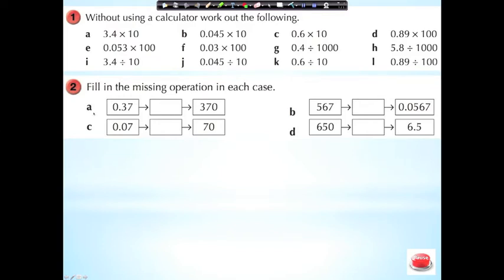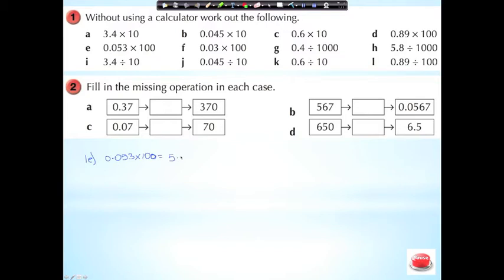I'm going to just go through 1 or 2 of them, just to make sure that you're on the right track. So if I try 1e, we've got 0.053 times by 100. If you need to, draw out the 100 tens and units columns so you can see where our digits should go. Timesing by 100 means that my digits have to move 2 places to the left, so my number is going to get bigger.